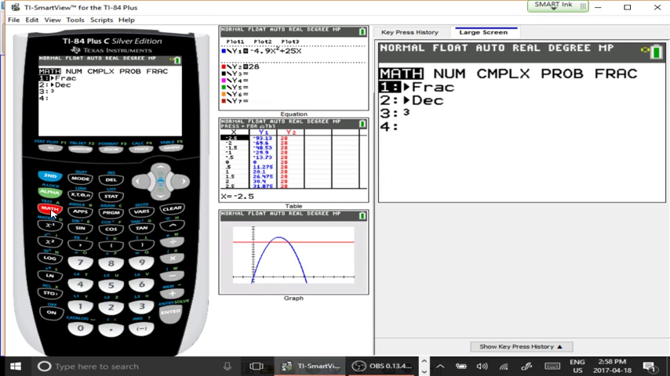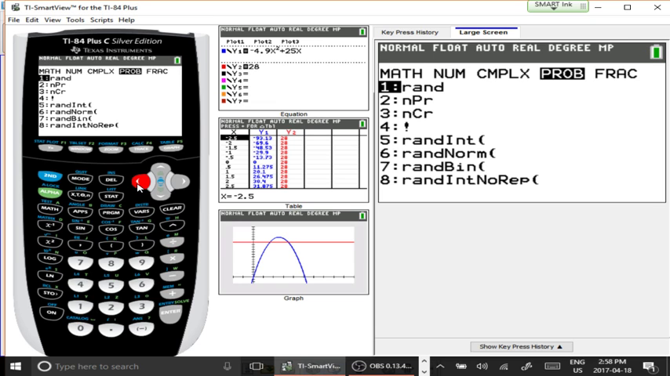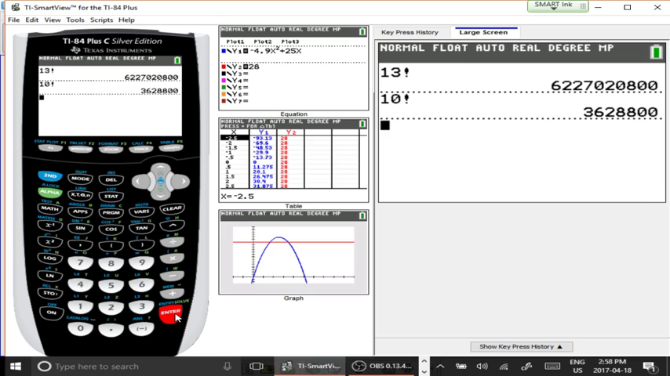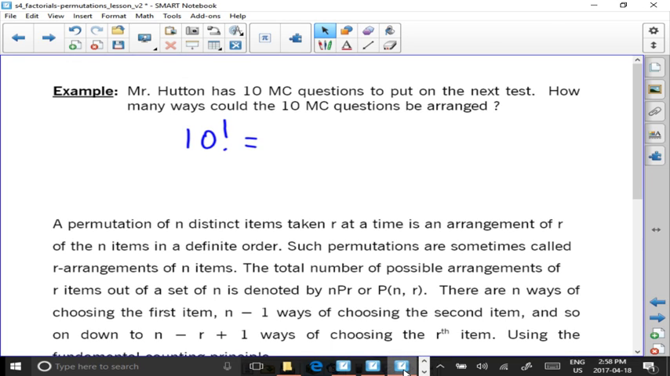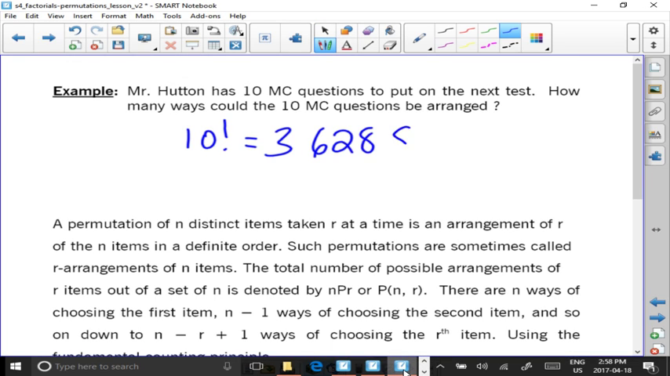It's going to be 3,628,800. So 3,628,800. That's the number of ways I could arrange 10 multiple choice questions in order. Okay?